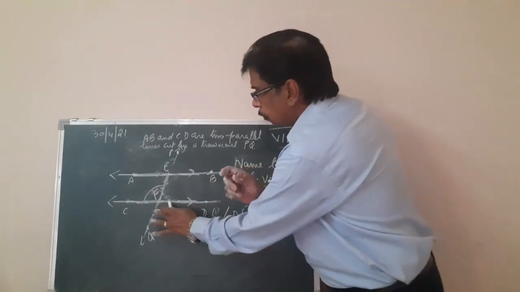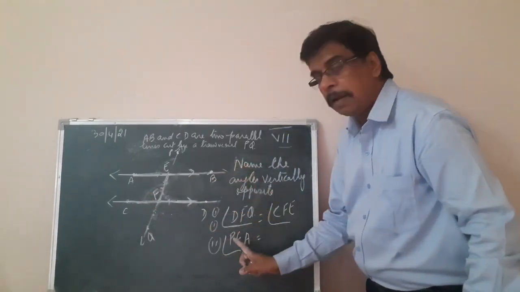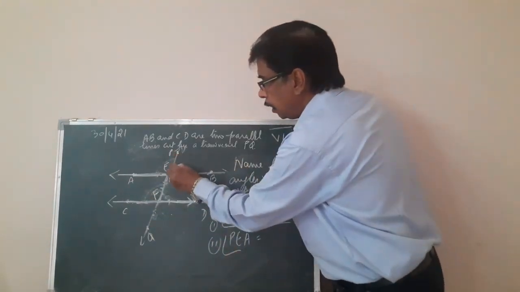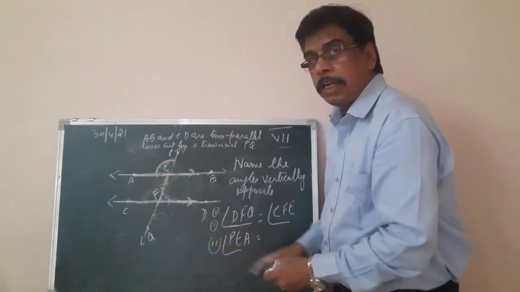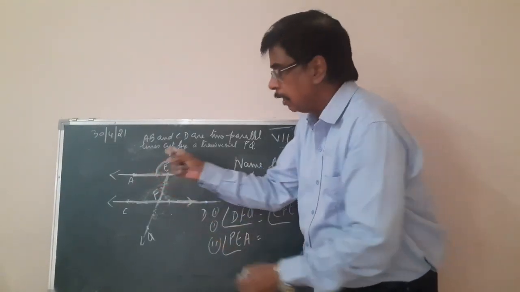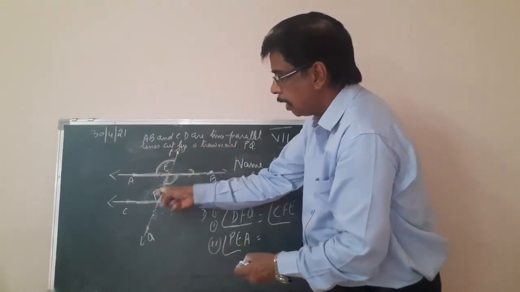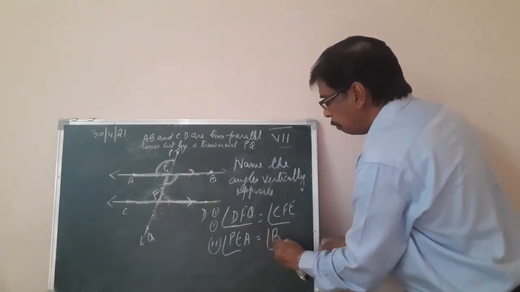Next part. Name the angle vertically opposite angle PEA. Mark PEA first. This angle. Vertically opposite this angle is this angle. That is BEF. That becomes angle BEF.